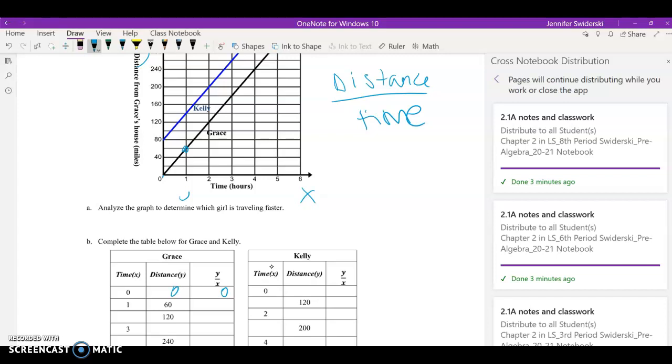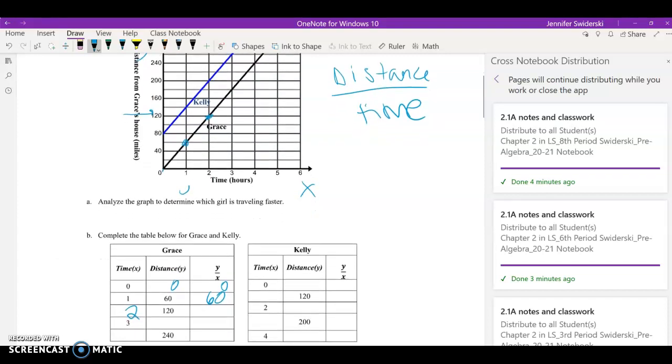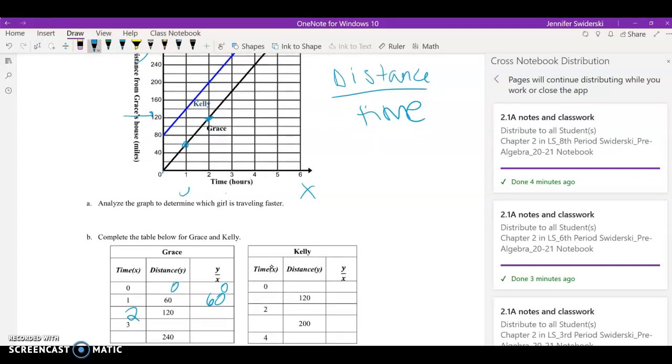Okay. So now, 60 miles in 1 hour. So that'd be 60 over 1, which is 60. For this next one, I'm going to go to 2 hours. 2 hours is 120. I know that because it says my distance on the y is 120. So I'm just looking at my graph for Grace, and it says 2. Which means now I need to go to 3 hours. At 3 hours, how far has she gone? Well, 180. That makes sense because if I do 120 divided by 2, I get 60. If I do 180 divided by 3, I get 60.